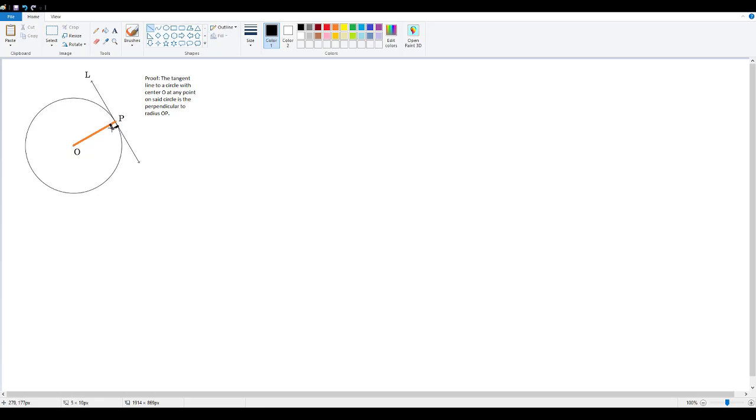Okay. So essentially, this is perpendicular, and that's what we're proving: that the tangent line to a circle with center O at any point on said circle is perpendicular to radius OP. So this would be radius OP, and this would be line L. This is the tangent line. The proof is that this is perpendicular to this radius.